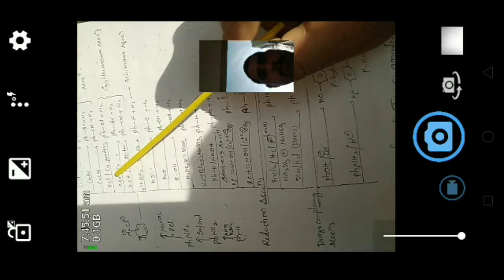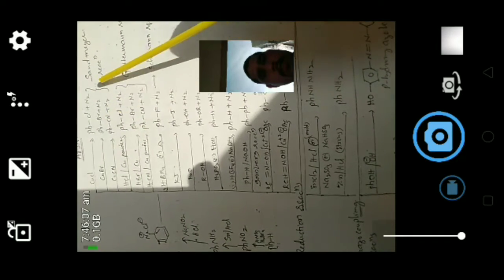Now I will show them one by one. Here, this benzene diazonium salt reacts with copper chloride to give chlorobenzene. The same benzene diazonium salt reacts with copper bromide to give bromobenzene. The same benzene diazonium chloride reacts with copper cyanide to give cyanobenzene. These three reactions are called Sandmeyer reactions.